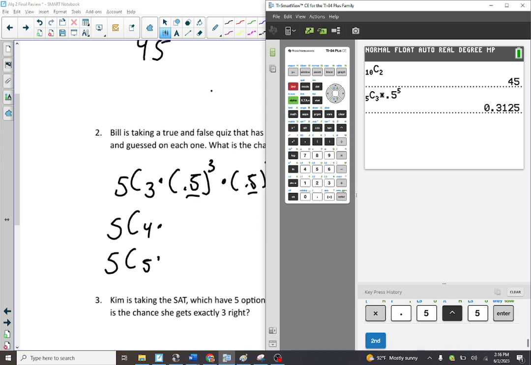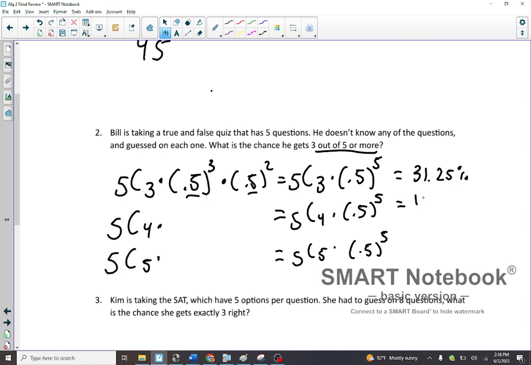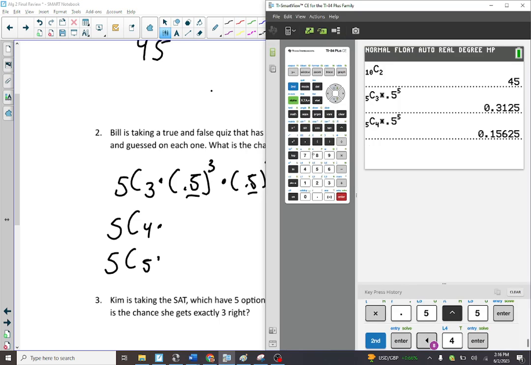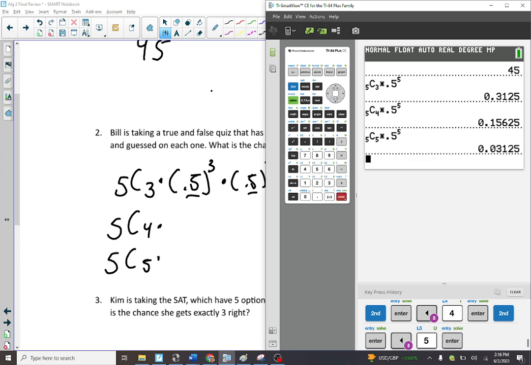So same thing, I click second entry to make it easier. So I could just pop up the same thing and I just go backwards until I hit the 3 and I can replace that with a 4. That's 15 and 5/8. That was 15.625. And the last one. Make sure your batteries are charged and ready for the test. 3.125.